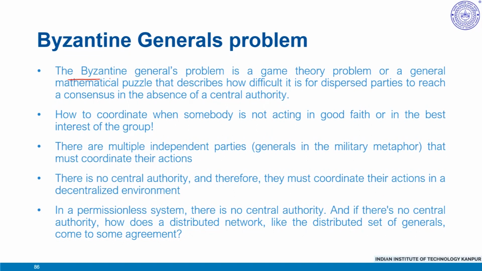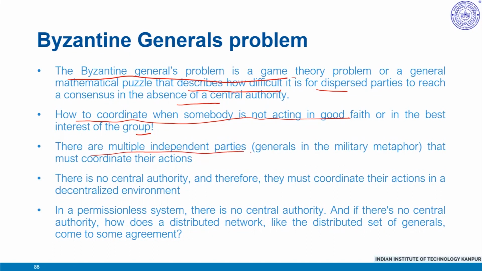The Byzantine generals problem is a game theory problem, or a general mathematical puzzle of sorts, that describes how difficult it is for dispersed parties to reach a consensus in the absence of a central authority. So how can members of a network agree on a specific reality when no one can verify the identities of other members? So the question arises, how to coordinate when somebody is not acting in good faith or in the best interest of the group?